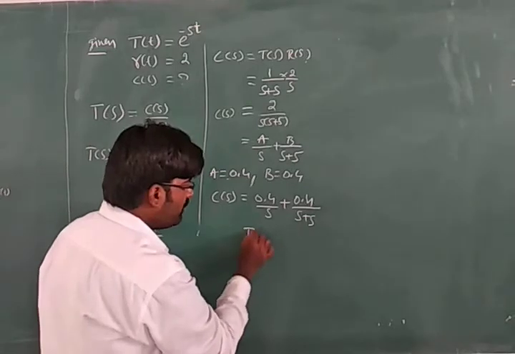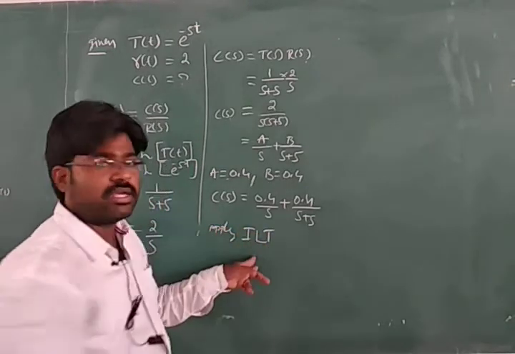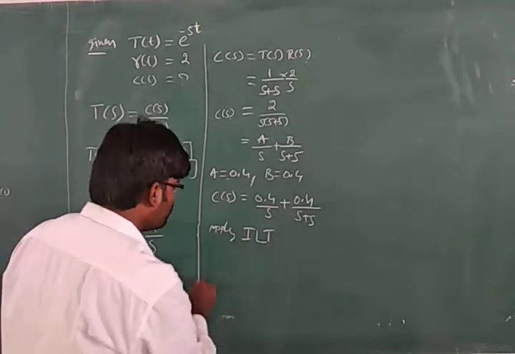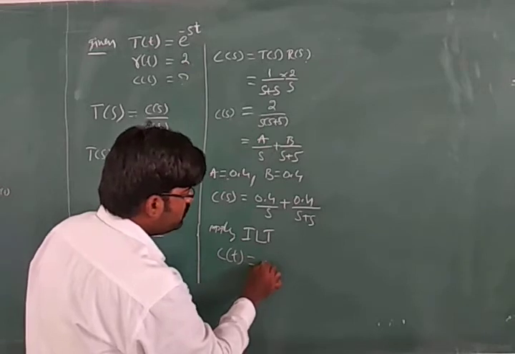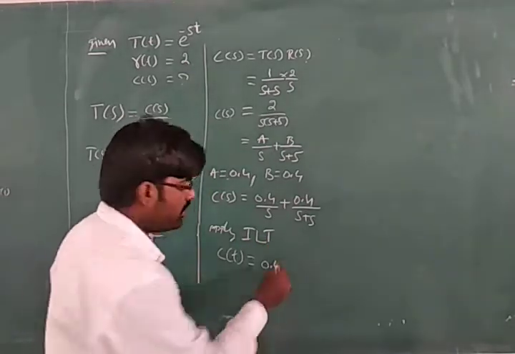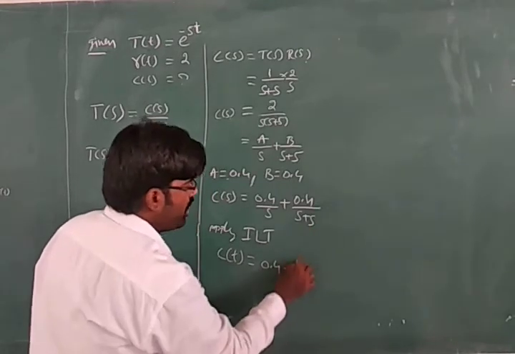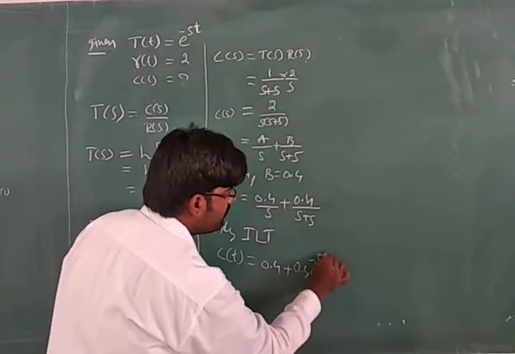Now we have to apply inverse Laplace transformation. Apply the inverse Laplace transformation technique to this. What are you going to get? Inverse Laplace of C of s is c of t, and it is equal to 0.4 times the inverse Laplace of 1 by s, which is 1. Then plus 0.4 times the inverse Laplace of 1 by s plus 5, which is e raised to minus 5t.